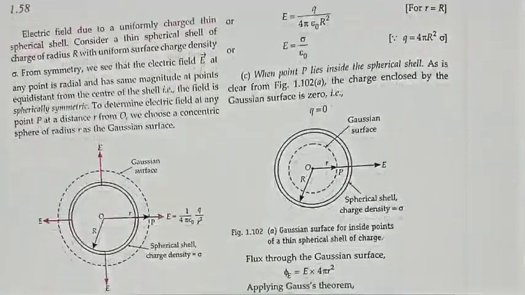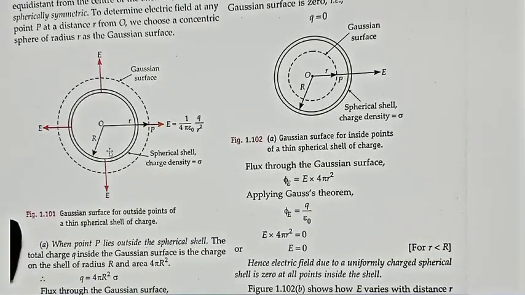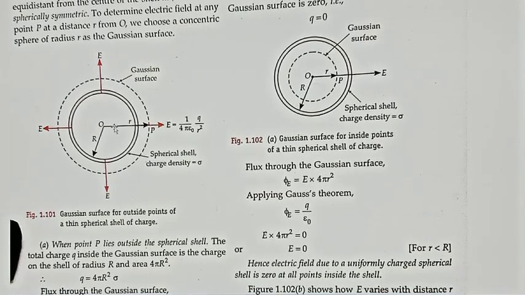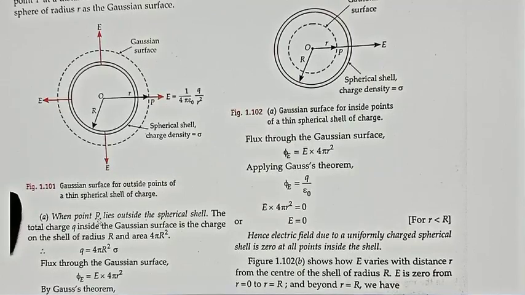Let us see the third application, to find the electric field due to a uniformly charged thin spherical shell. You can see here a spherical shell of radius capital R. Let us find the electric field at three different points: outside the spherical shell, on the surface of the spherical shell, and inside the spherical shell. Let us see the first case, where we are considering a point lying outside the spherical shell. Now you see the point P here, and through that point P we have to consider a Gaussian surface.